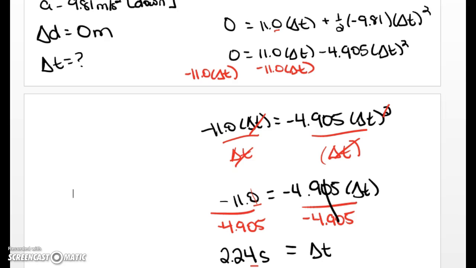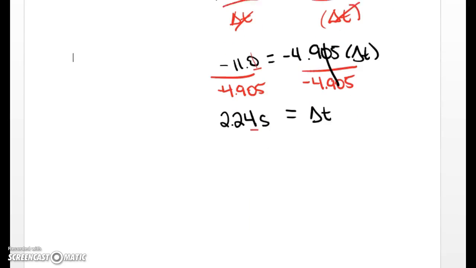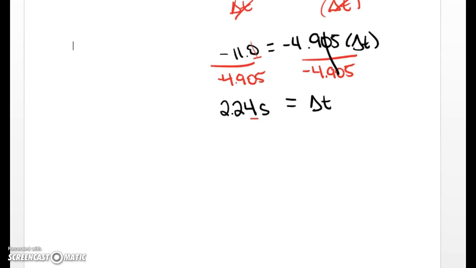And then one last thing to note here is that this one was a word problem, so we do actually have to answer this with a sentence. So we could say that the baseball was in the air for 2.24 seconds.